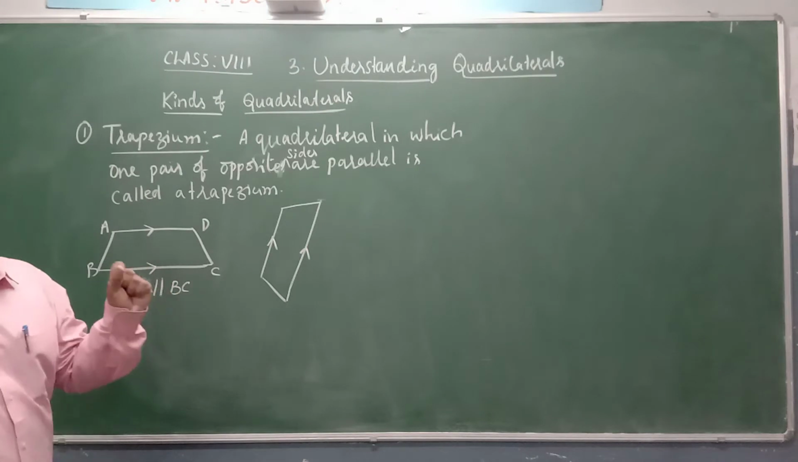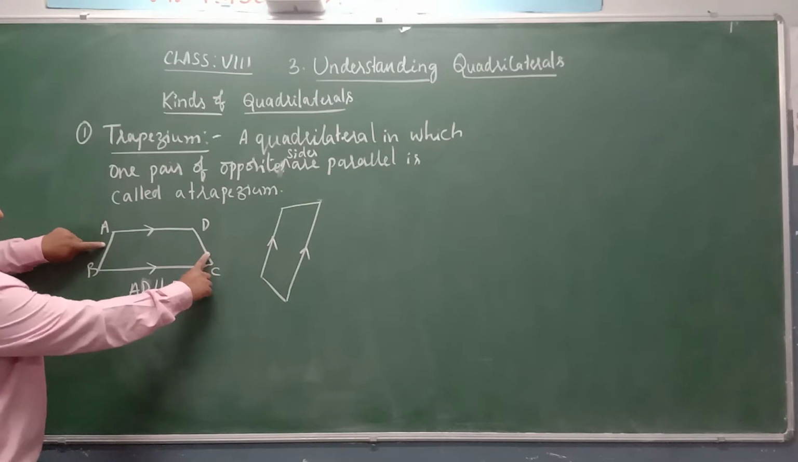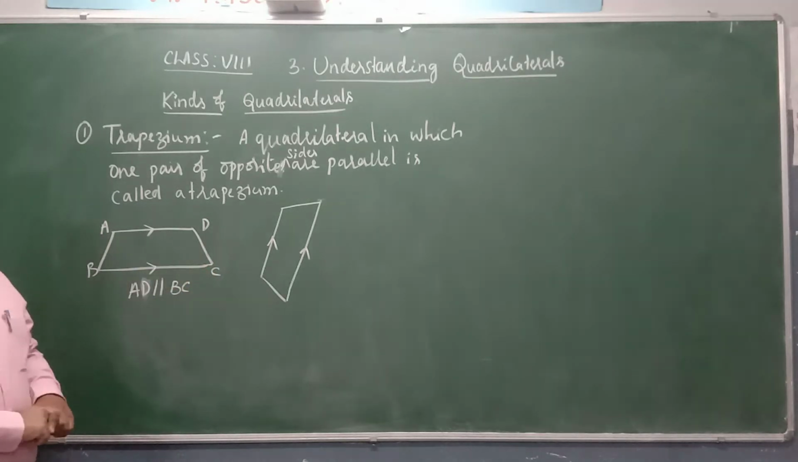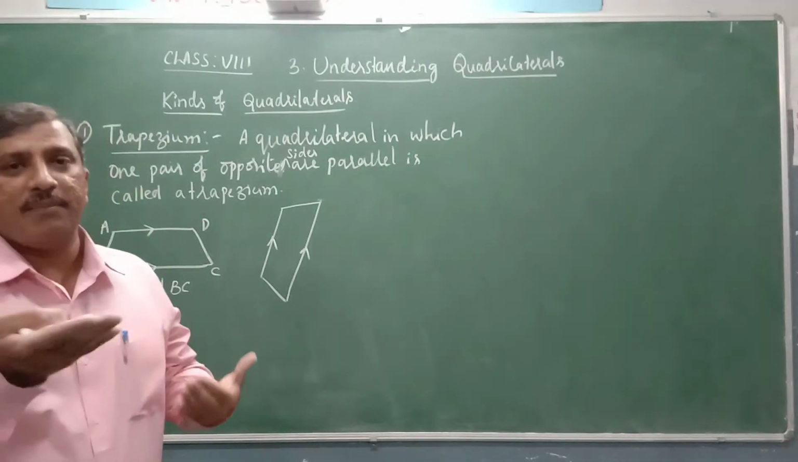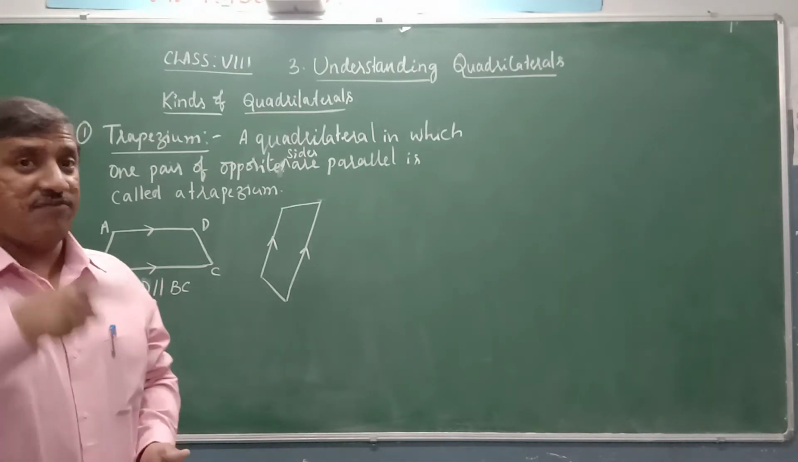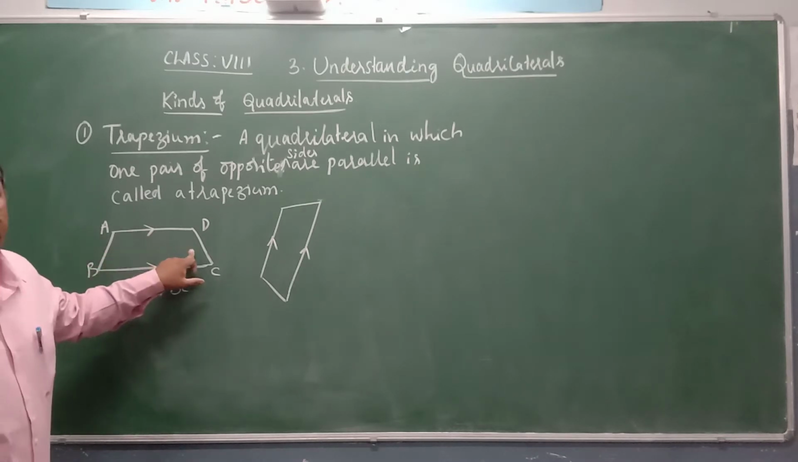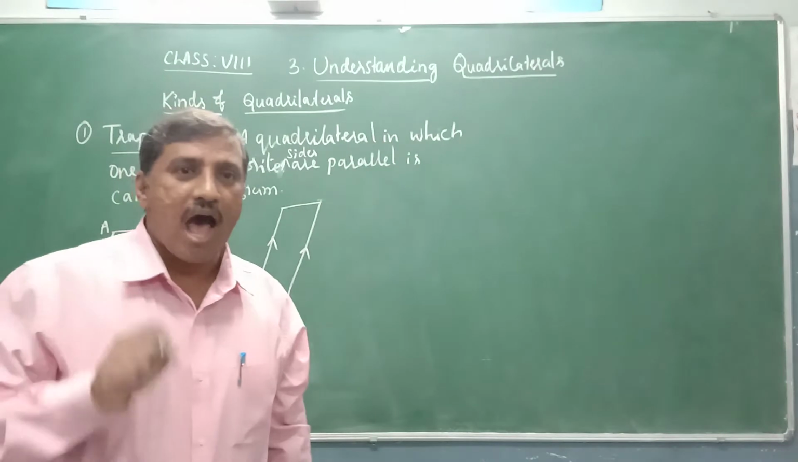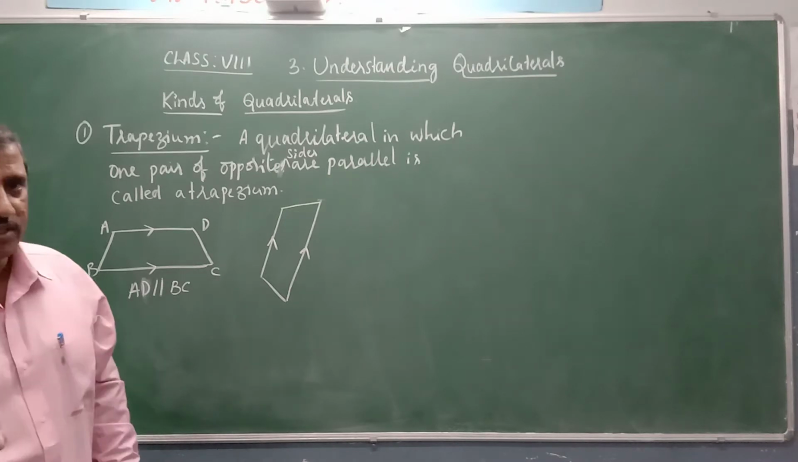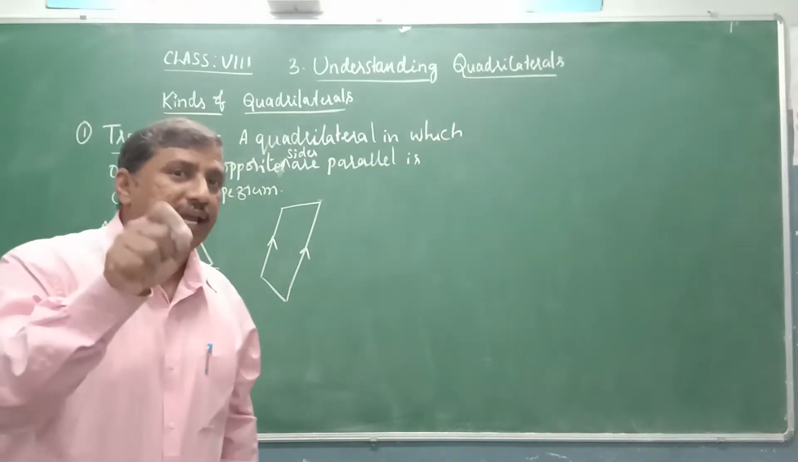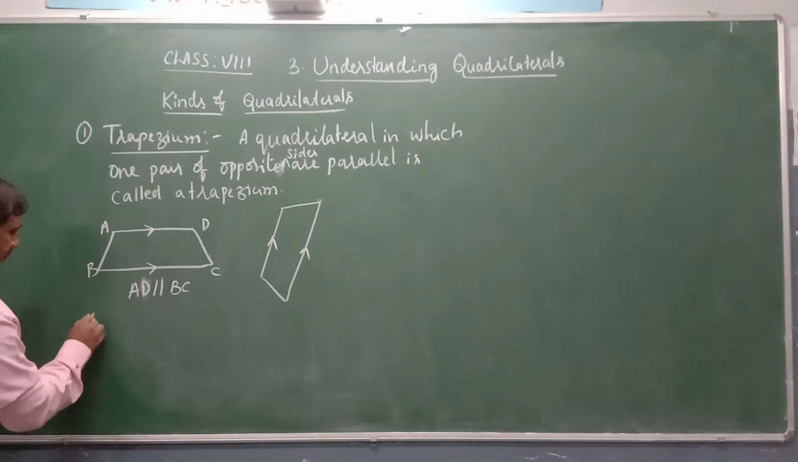The arrow marks represent parallelism. Then the sides AB and DC are the non-parallel sides. They may be equal or they may not be equal. If the two non-parallel sides are equal, then the trapezium is known as an isosceles trapezium. What is an isosceles trapezium? A trapezium in which the non-parallel sides are equal in length.